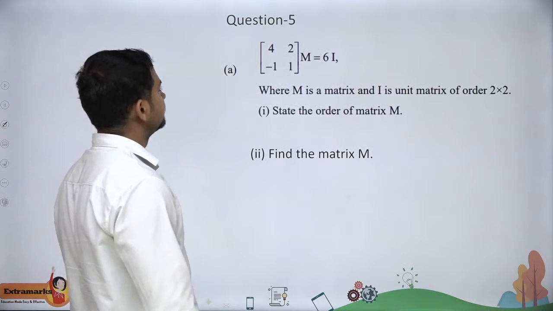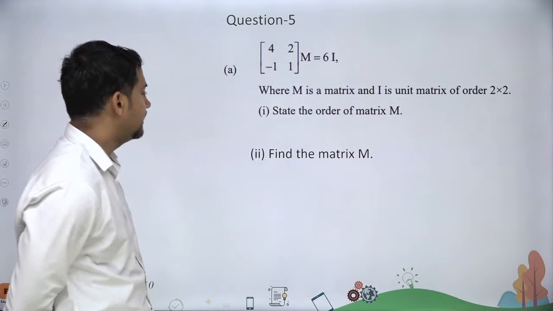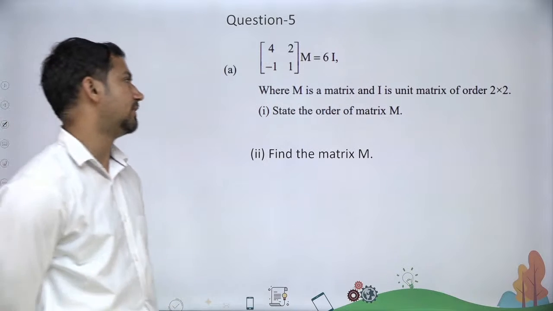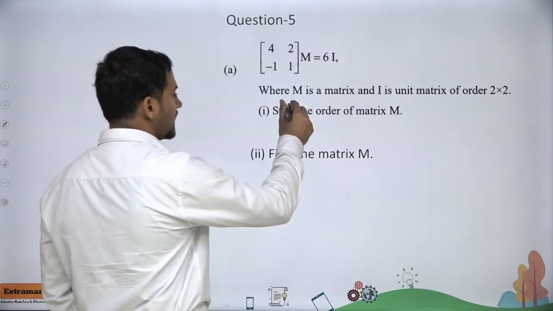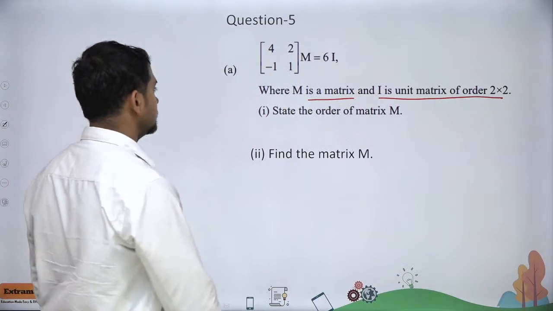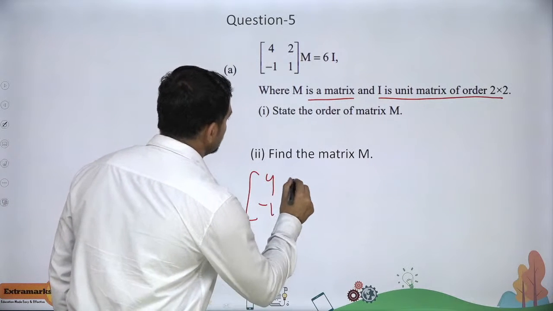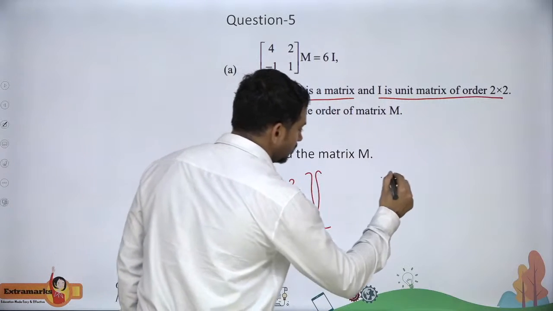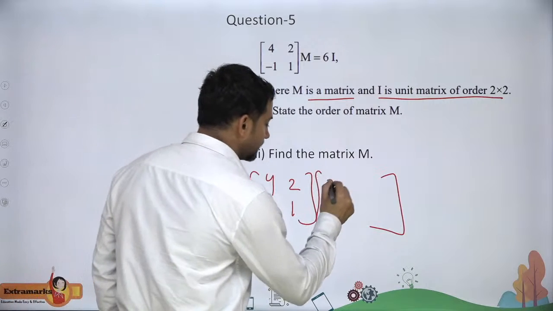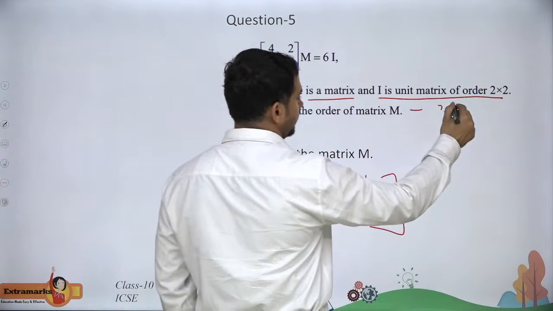Now, come to the next. In this, we first have to find the matrix M, then state the order of the matrix. What is the matrix order? M is the matrix and I is the unit matrix of order 2 into 2. So the matrix order of M is also 2 by 2. We take it as a, b, c, d, and the order is 2 into 2.